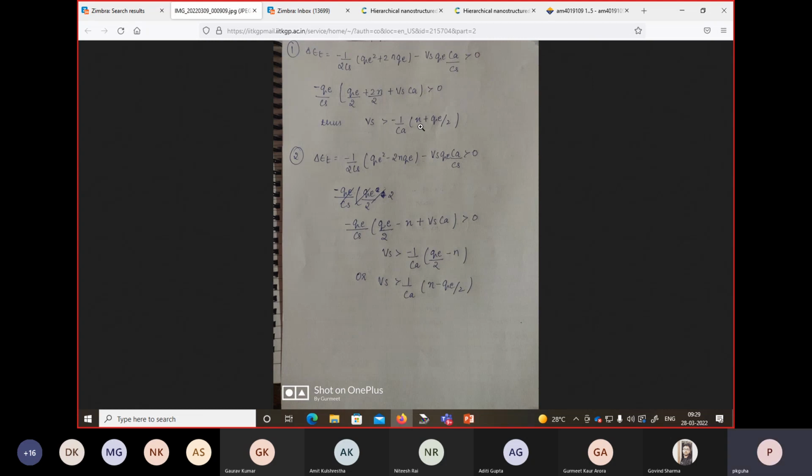So n is the number of electrons moving, or n is the original number of electrons present? While deriving this expression, you told n is the number of electrons which are moving.